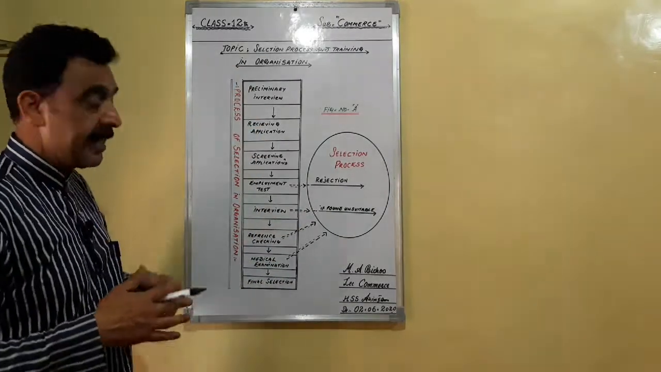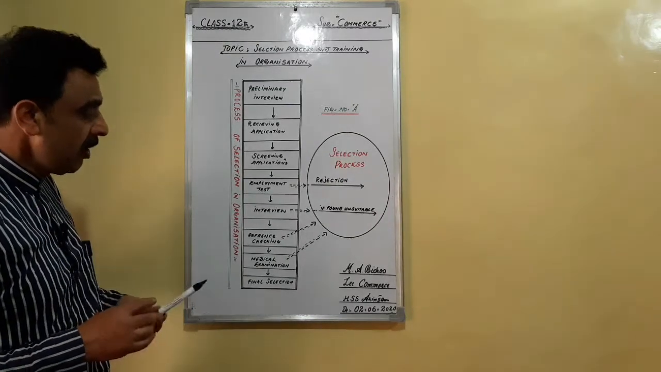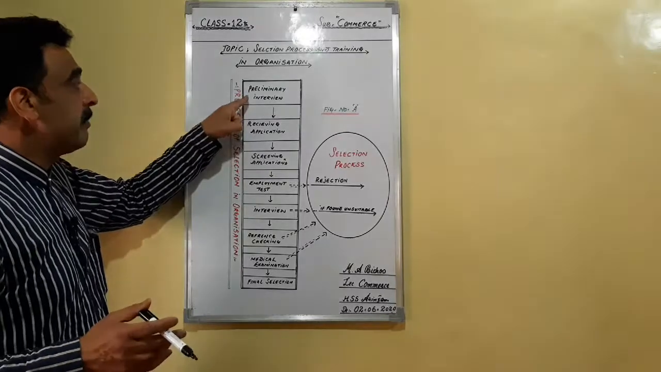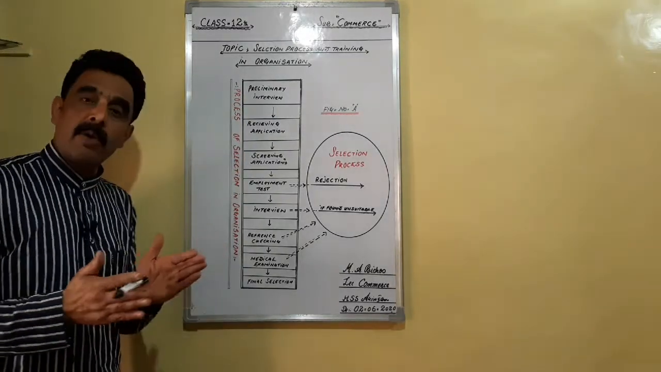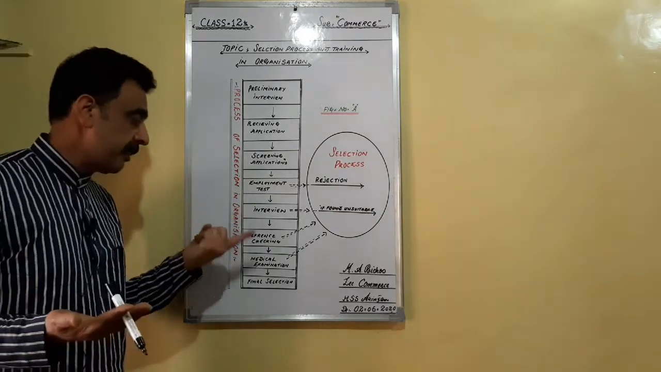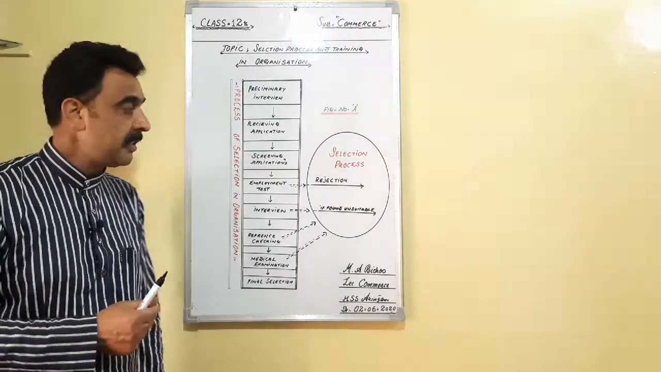This diagram or figure shows the selection process in an organization. I will repeat it again for your memory. Number 1, preliminary interview. Number 2, receiving application, followed by screening applications, then employment test, then interview and reference checking, medical examination, and finally selection.